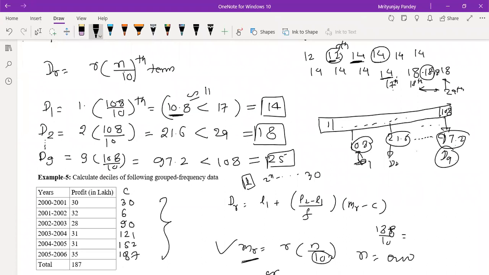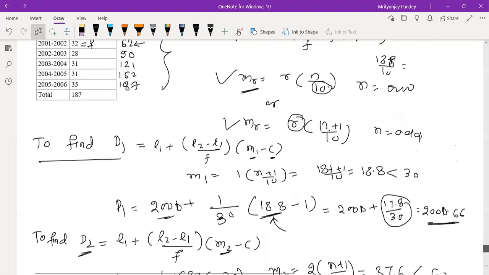Just wait. This is 62. This is your corresponding selected cumulative frequency, this is your frequency, and this is the preceding frequency. So when you calculate D2, your preceding frequency C is 30 and F is 32. Understood? And the corresponding L1, L2 are 2001 and 2000. So now substitute all the values here.